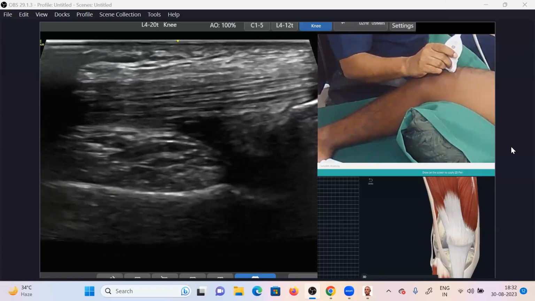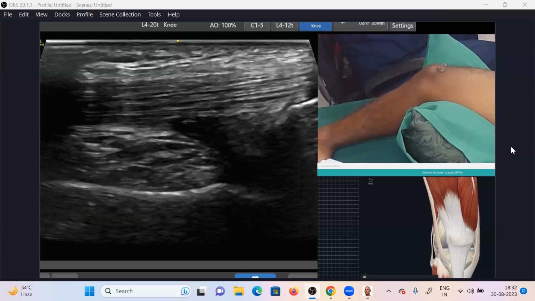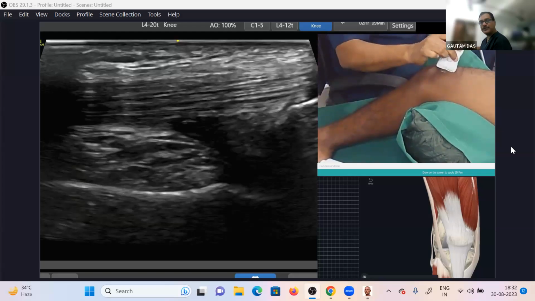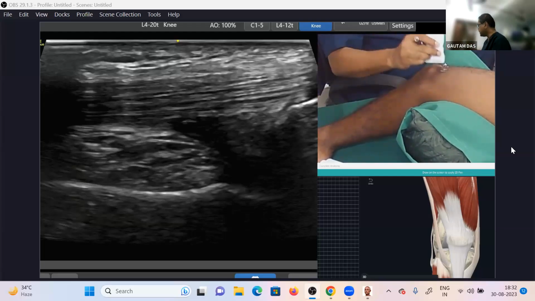Sir, your video is not in the center, sir. Not in the center, meaning? We are unable to see where you are putting the probe on the knee. It was like this. Okay, so the distal end of the probe was on the patella. So this is the patella, this is the base, this is the apex. My distal end of the probe was over the patella and the proximal end was proximally towards the quadriceps. Is it clear? Can you see it?